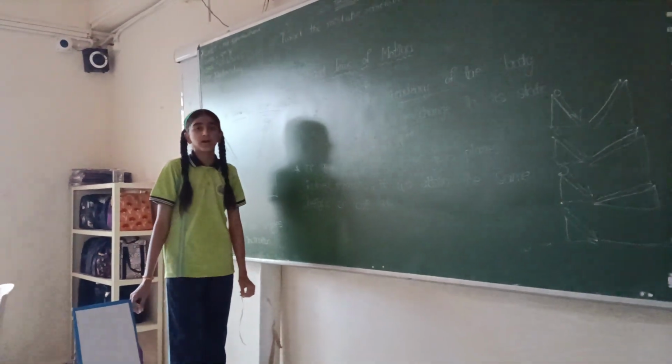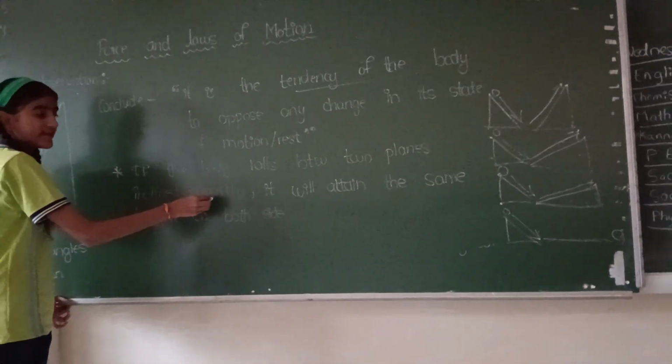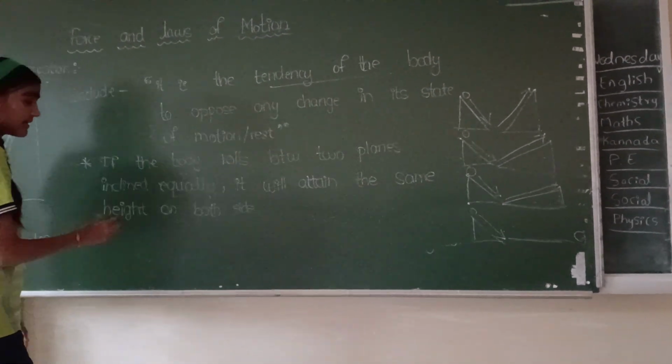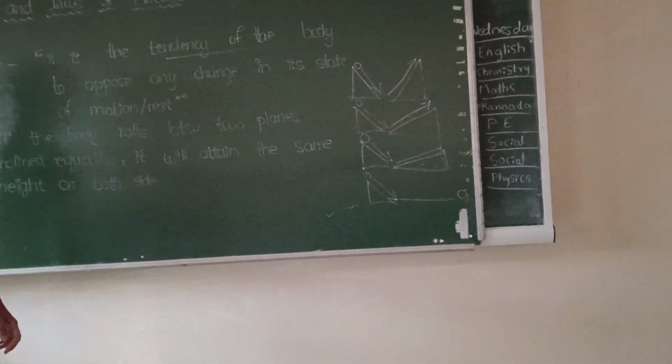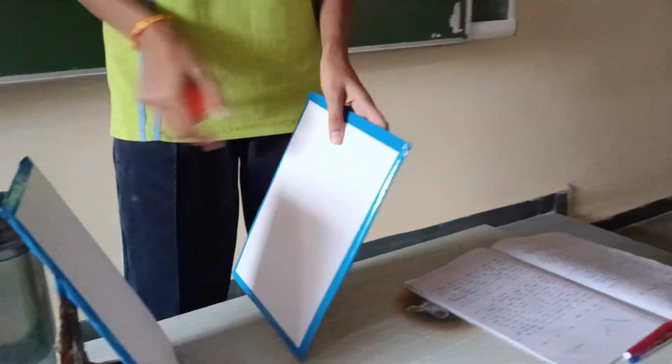And here is some conclusion. If the body rolls between two planes inclined equally, it will attain the same height on both sides. Let us do this activity from this definition. Here this is at 60 degrees and we will also keep this at 60 degrees.